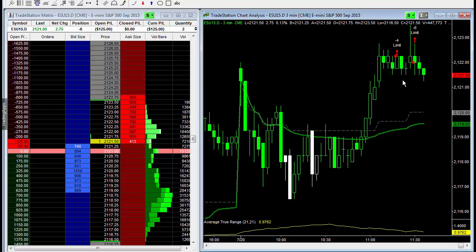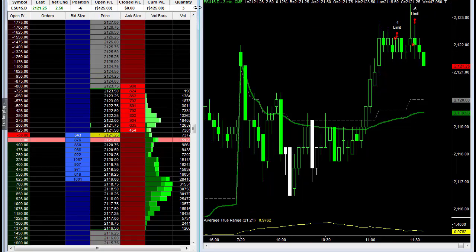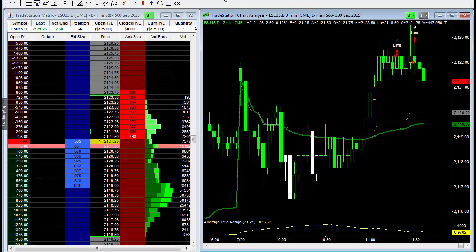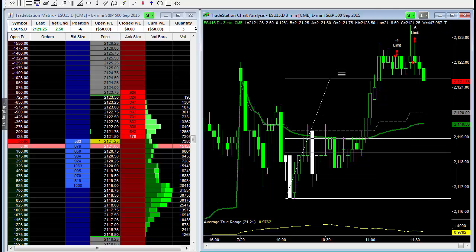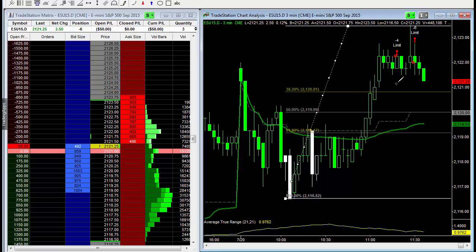Let's see if we can close below the 21.5 on this 3-minute bar, okay? So again, we're down $125, we're down $50. Again, we've got 6 contracts. I'm looking to take 3 off a bit lower here. Let's take a look at this. Let's measure from today's low to high. Our first area of potential support would be this, the 38.2, right here.